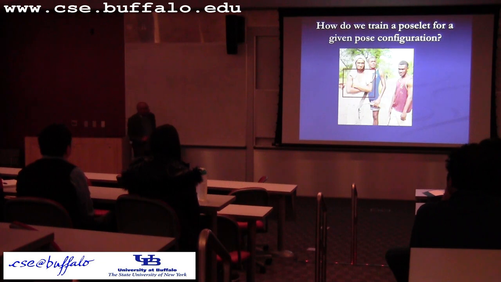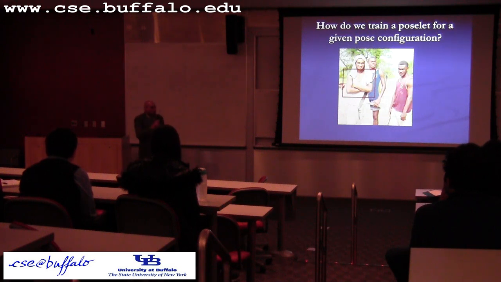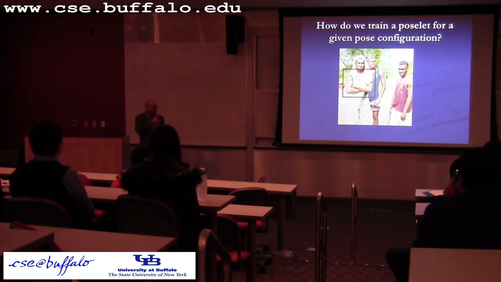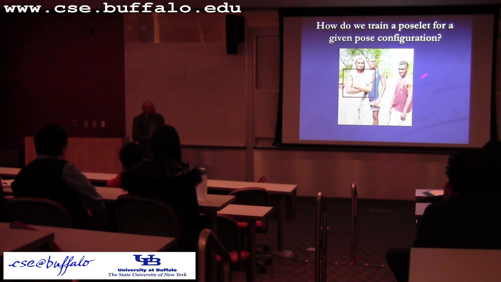So here is an image, and I want to build a detector for this configuration. We use the term poselet, by the way, where pose means the pose of the human body, and let is always like something smaller. We're not looking for a universal detector for the whole pose, but for a part of it, because the parts may repeat, and therefore they'll be more meaningful. I want to build a detector for this configuration, the two arms, and I need to find other instances of that in the training data.